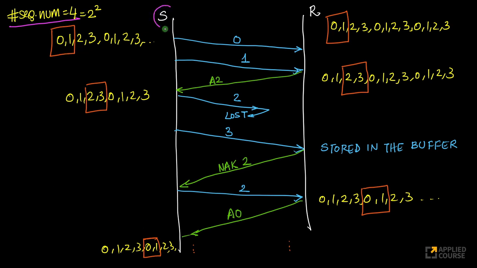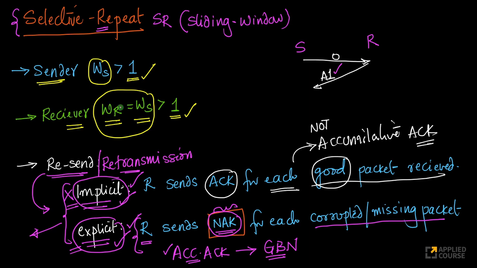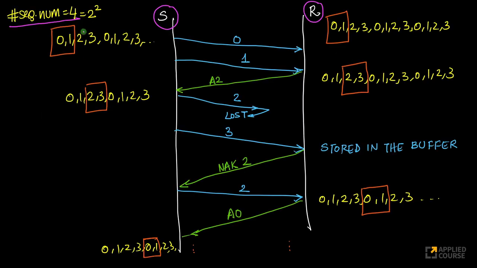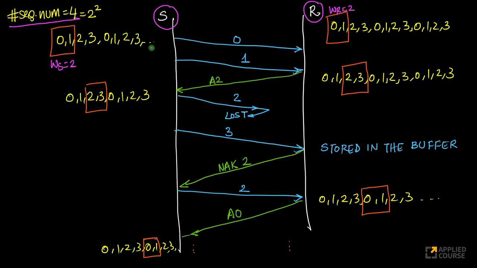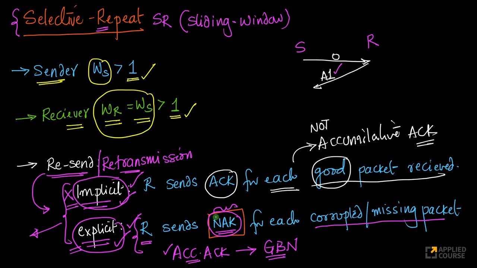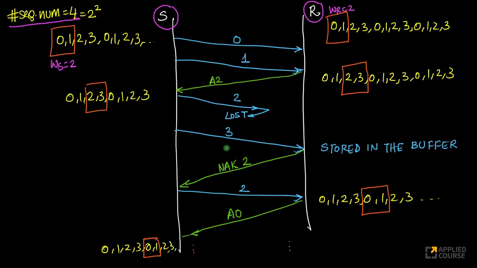This is my sender here and this is my receiver. As we discussed earlier, the size of the receiver window is the same as the size of the sender window. Let's assume the window size WS is equal to 2. So WR also will be equal to 2, because in the selective repeat protocol my receiver window and sender window have to be of the same size. Remember, we are using accumulative acknowledgement with negative acknowledgement.